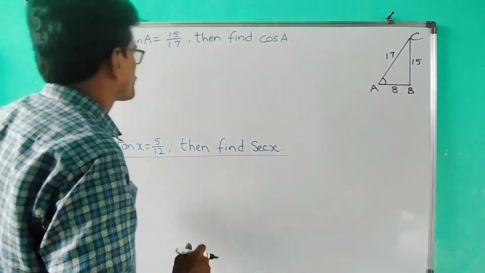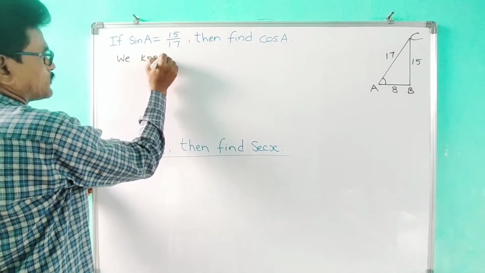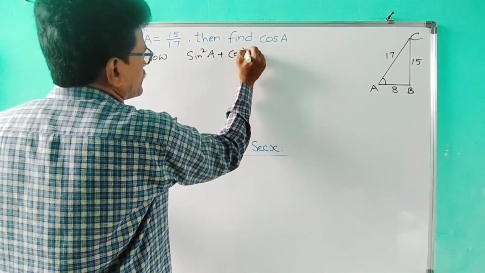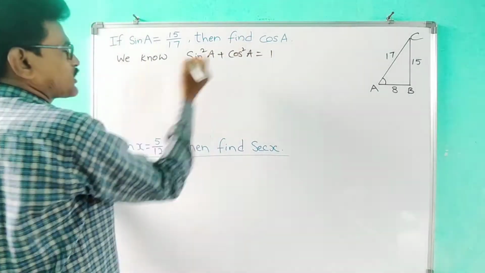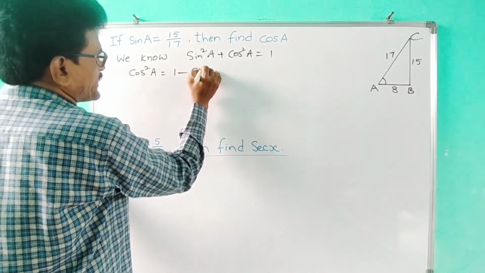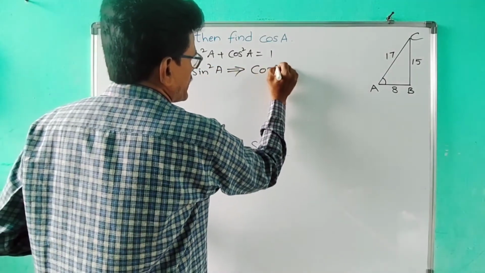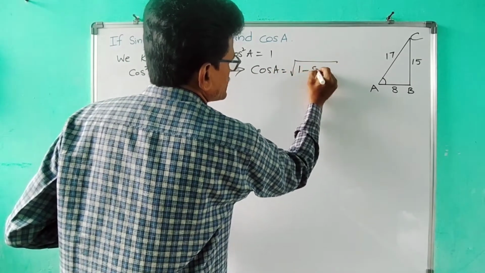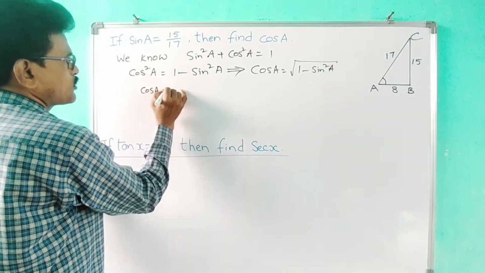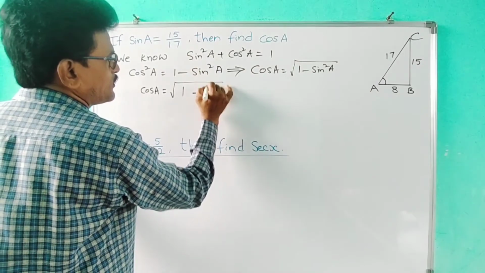Okay, here we will say it in a different way. We know the identity. What is that? Sin square A plus cos square A equals 1. So cos A we need here. So cos square A equals 1 minus sin square A. That implies cos A equals root of 1 minus sin square A. Now substitute the values. So cos A equals root of 1 minus, what is sin A? 15 by 17 whole square.